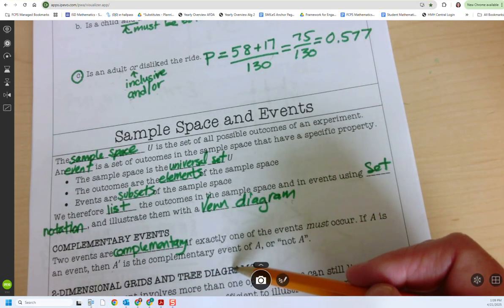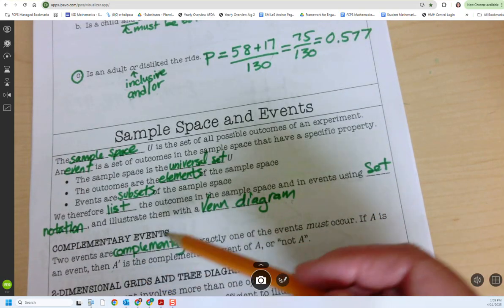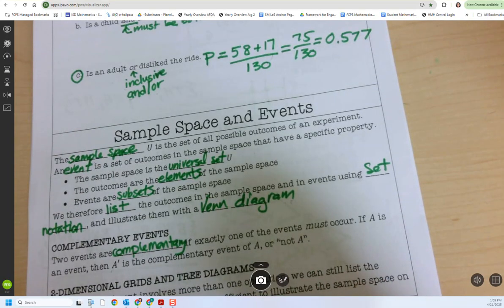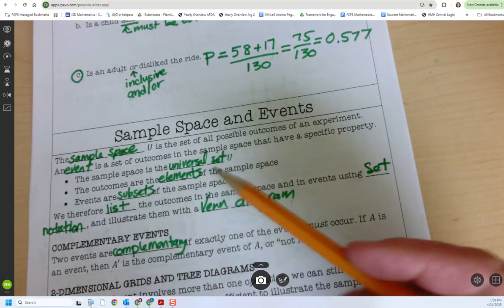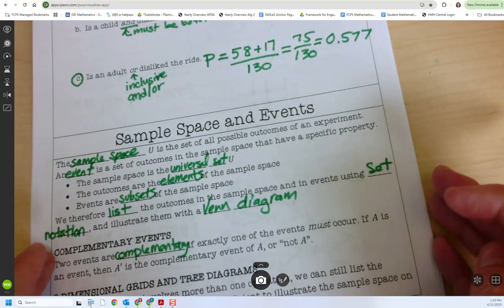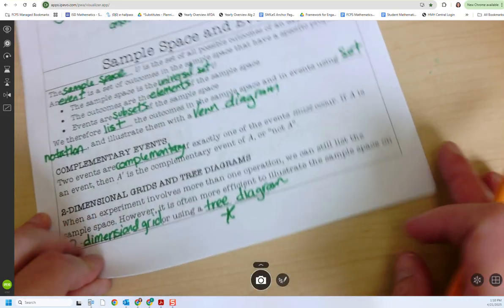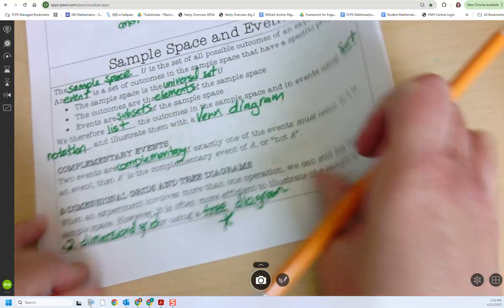Two-dimensional grids and tree diagrams. So we're going to show you what a two-dimensional grid looks like, but those aren't used as much as the tree diagram, which is used often.